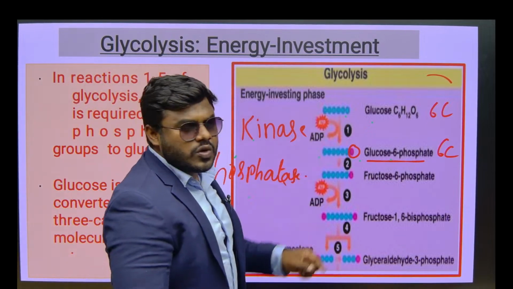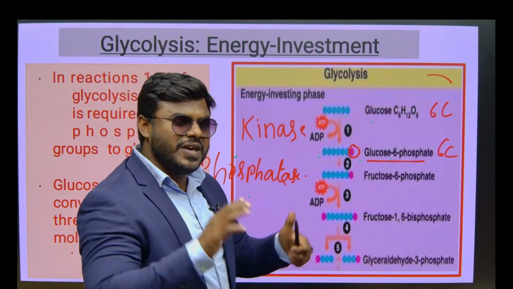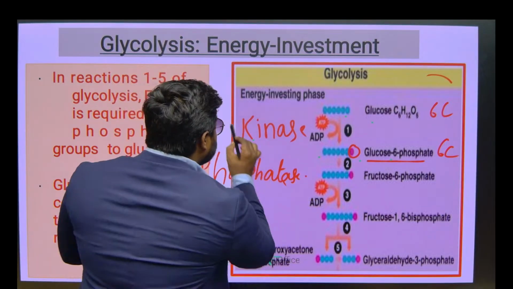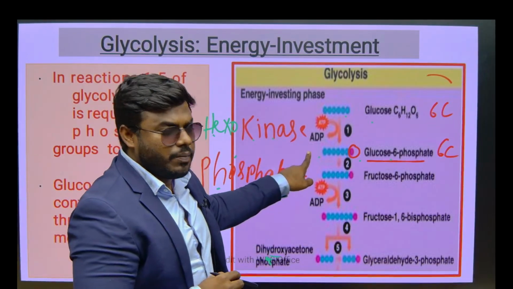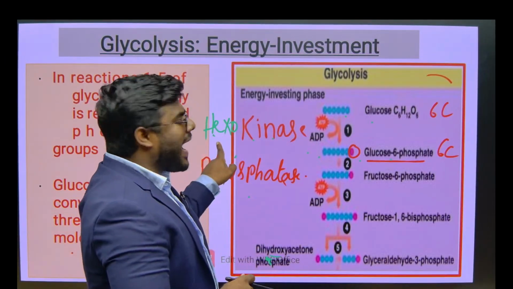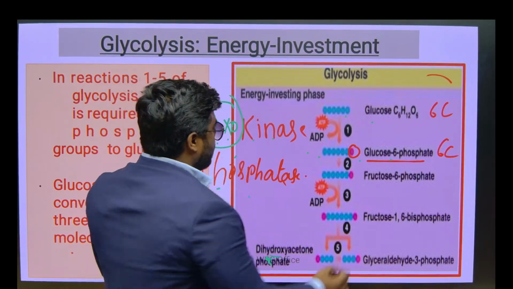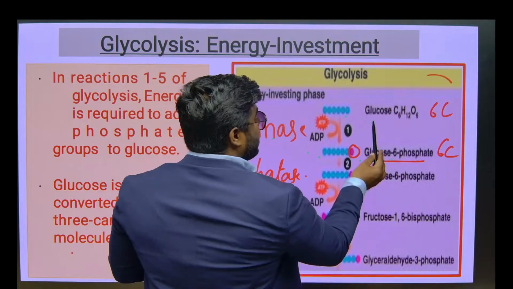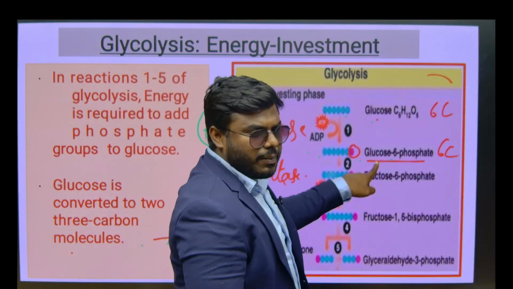Now glucose is what kind of a sugar? Pentose or hexose? Hexose. Hexose means 6 carbon. That's the reason the name given is hexokinase, because the enzyme is adding the phosphate to the hexose sugar. Anyway, enzymes we'll see in the upcoming slide. Glucose converted into glucose 6-phosphate, no change in the carbon number.